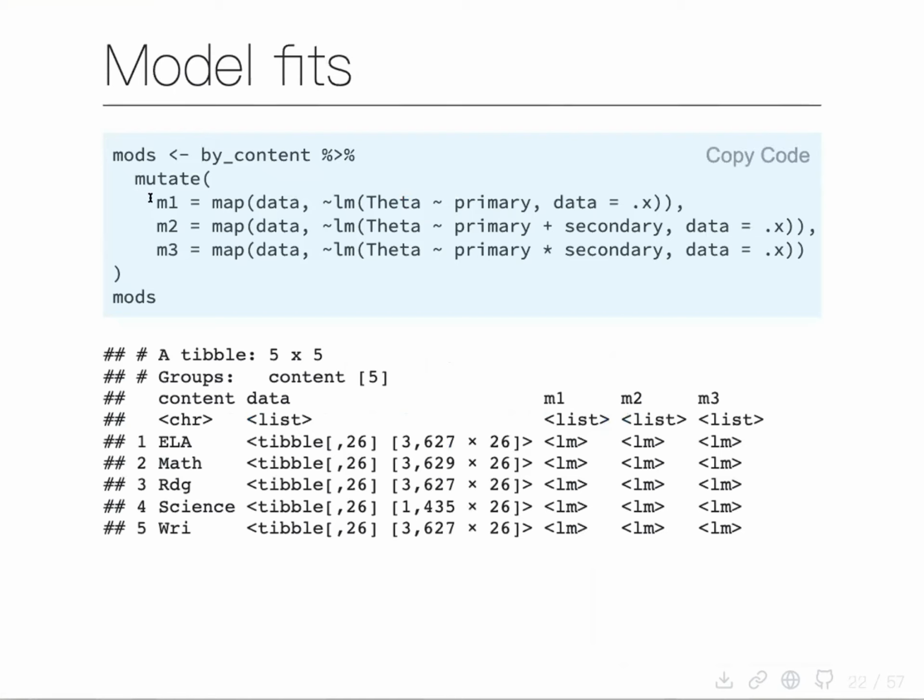By content, map M1, M2, M3. Three new columns I'm going to create. All of them are basically structured the same. I'm just going to say map through data on all of them. And then I'm just going to specify the model that I want with each time saying data equals .x. And then my data frame looks like this now, where I have content, data, and then M1, M2, M3.